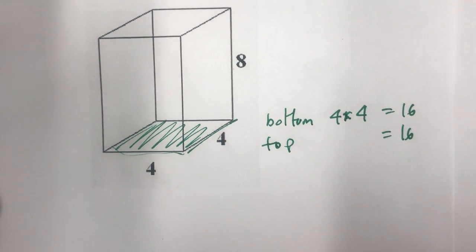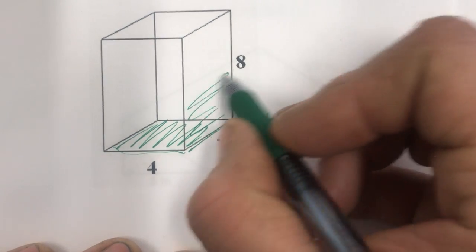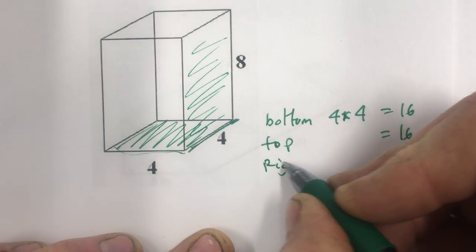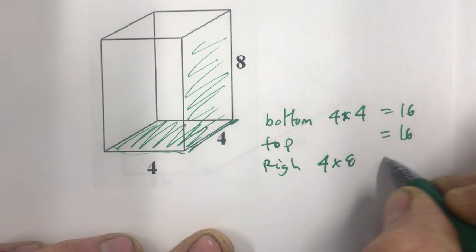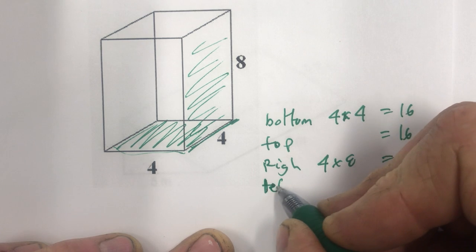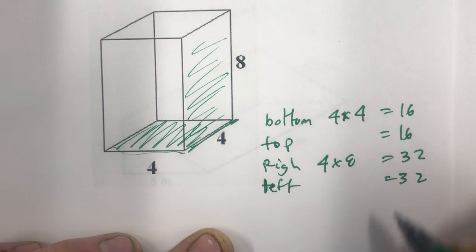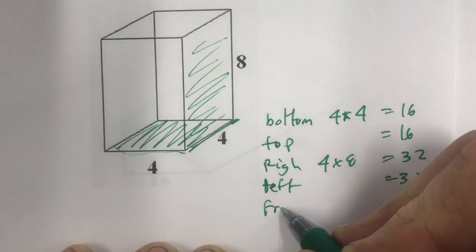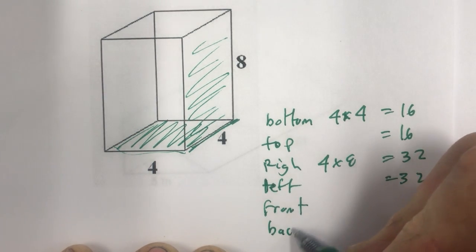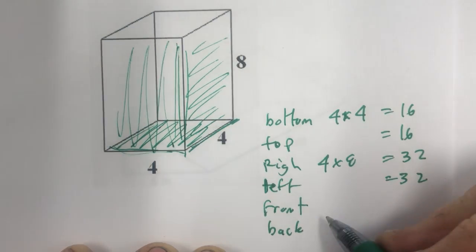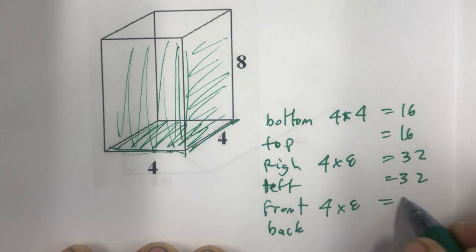Okay. What about this right side right here? This right side is 4 long, 8 tall. So on the right, 4 times 8, that's 32, which means the left is also 32. Okay, then we have the front piece. The front and the back, they're the same. The front right here, it's 4 long and it's 8 tall, so it's 4 times 8, which is 32. And it means the back is also 32.